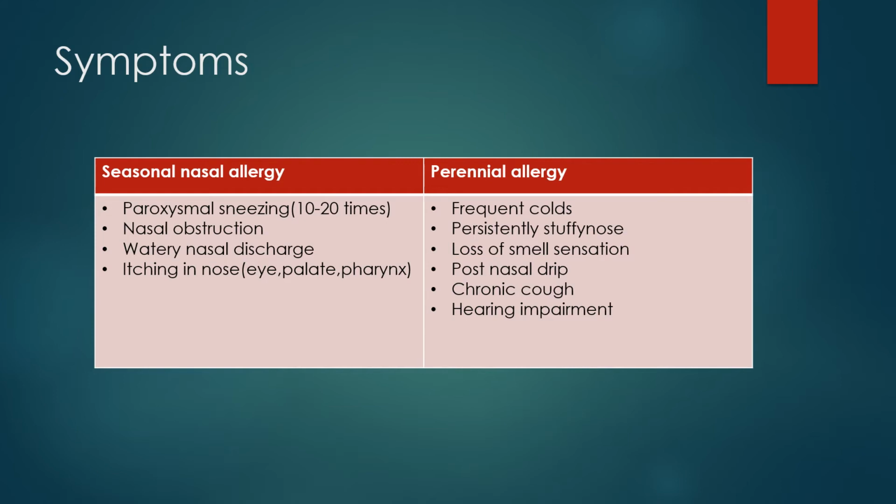Cardinal symptoms of seasonal nasal allergy are paroxysmal sneezing, around 10 to 20 times per episode, associated with nasal obstruction, watery nasal discharge, and itching in the nose, the eyes, palate, and pharynx. And these symptoms are very severe during the season. While in perennial allergy, they are not as severe as in the seasonal type, but they include frequent colds. They can have a persistently stuffy nose, loss of smell sensation due to edema of the nose, postnasal drip, chronic cough, and hearing impairment due to eustachian tube dysfunction.